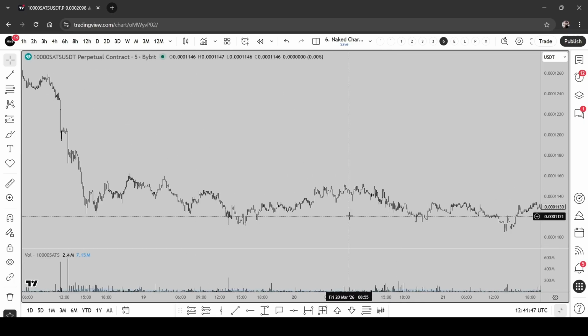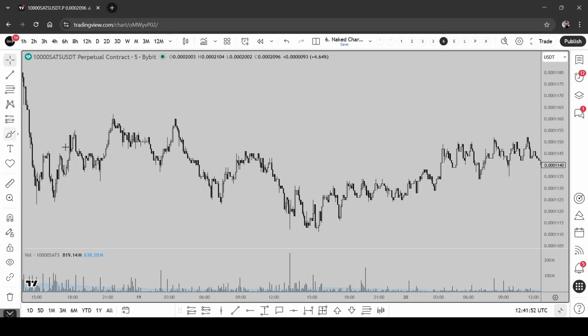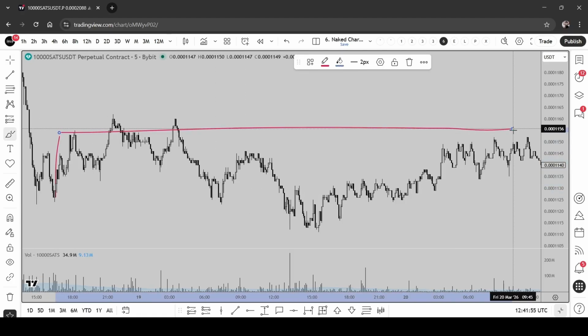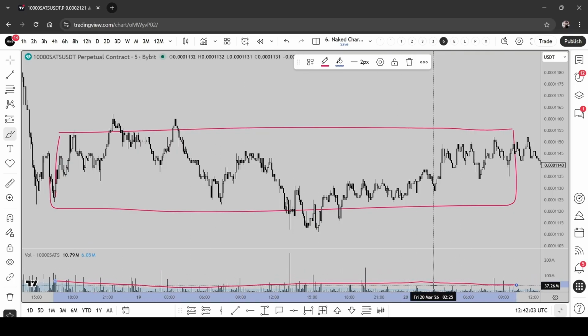Yeah, let's look at this. So again, look at how the price action looks. And then look at the volume. It's decreasing here, and then it basically flattens out and dies, and doesn't really do much.